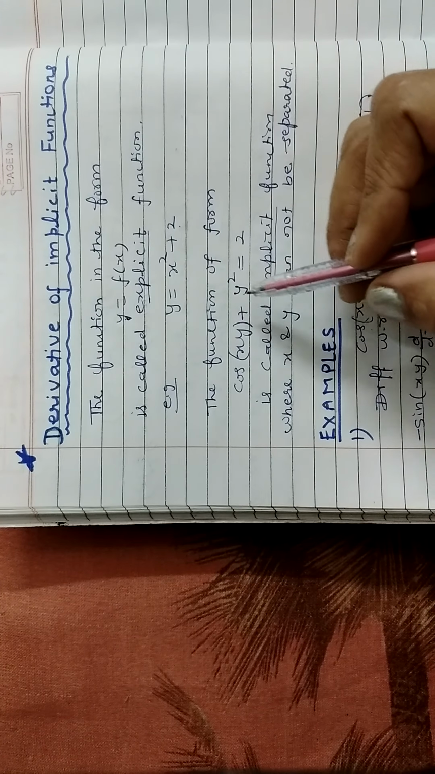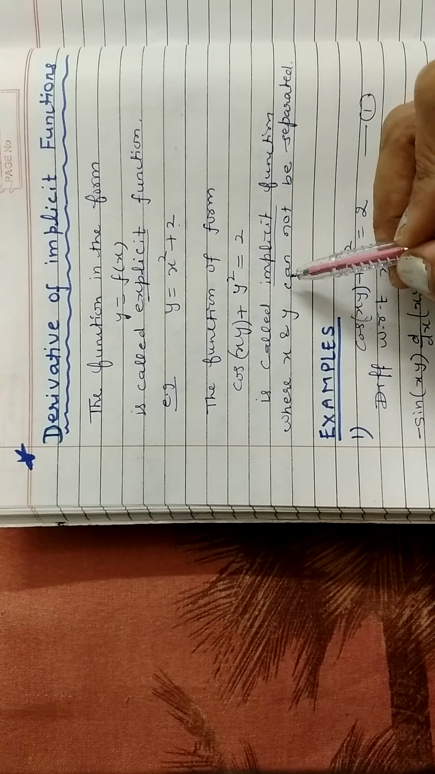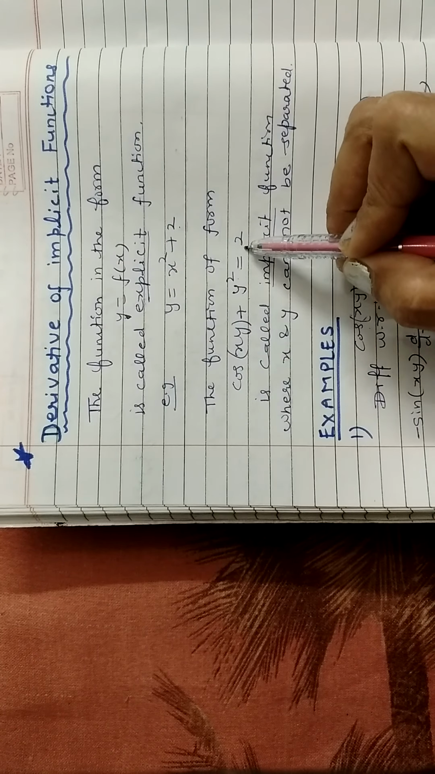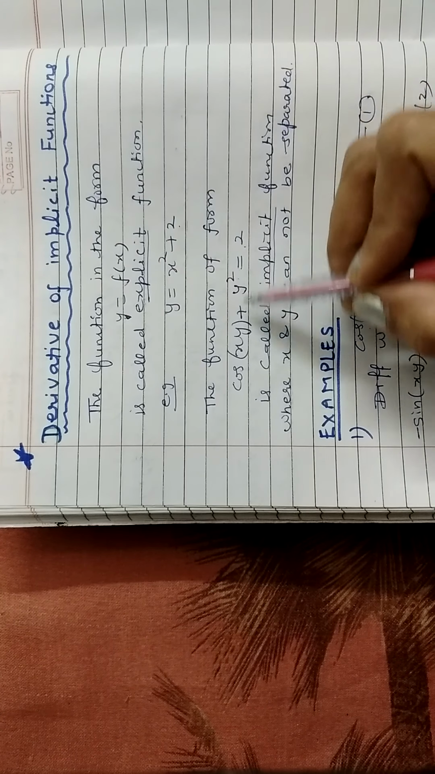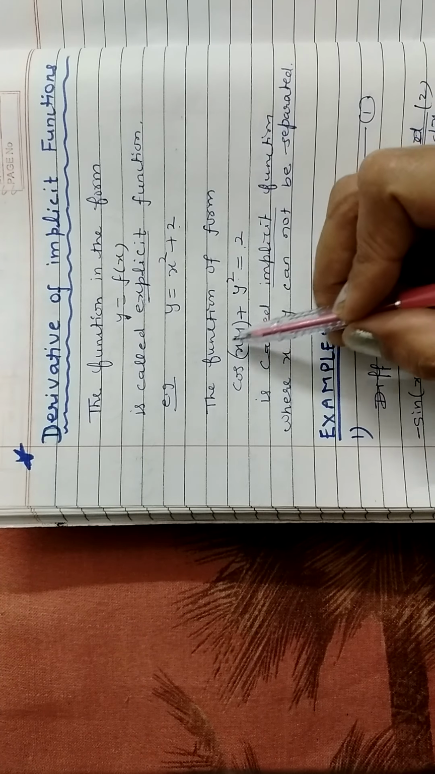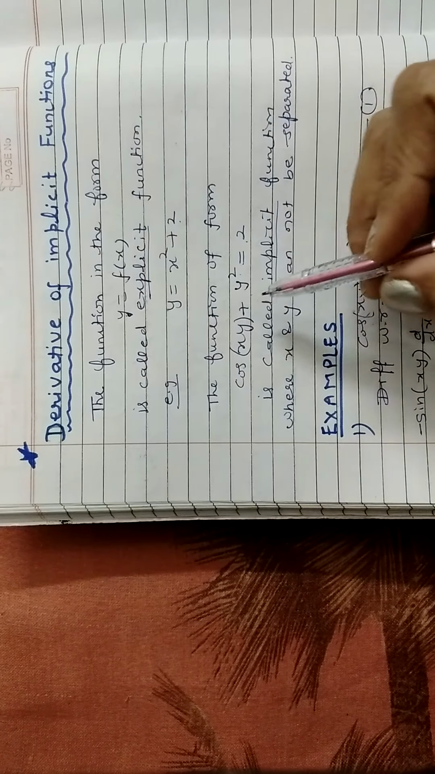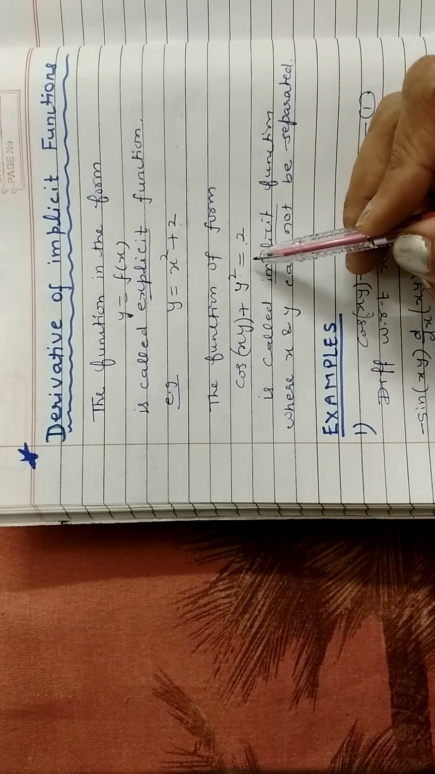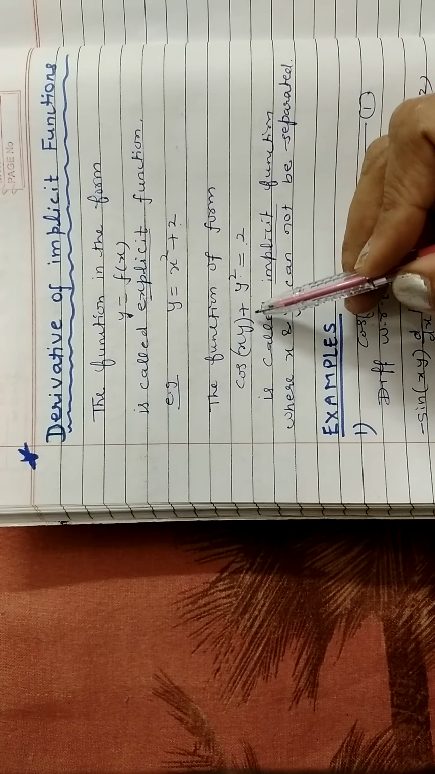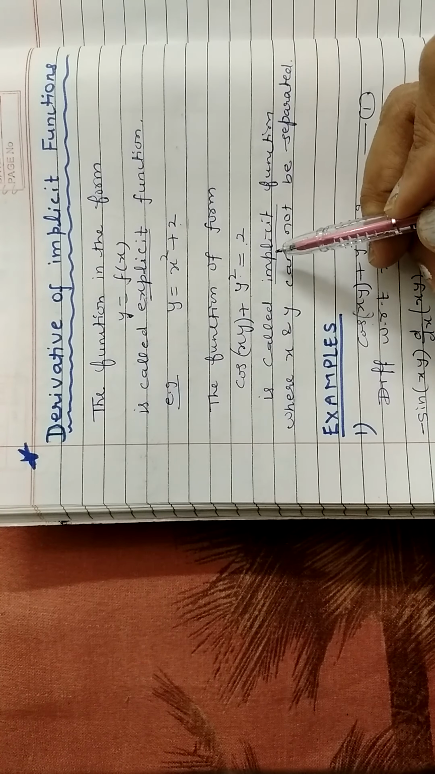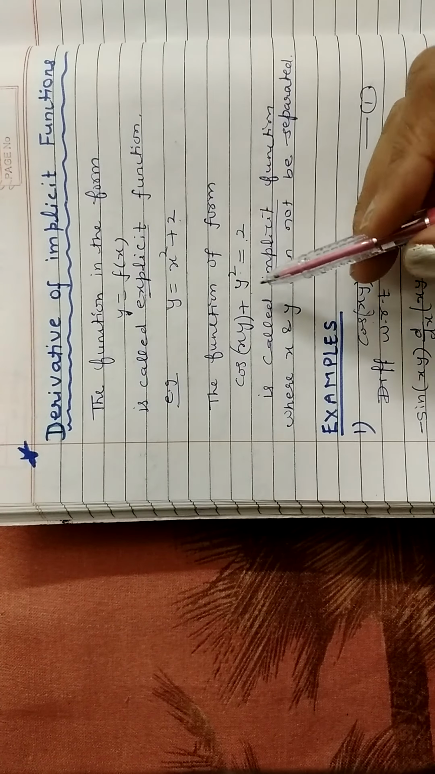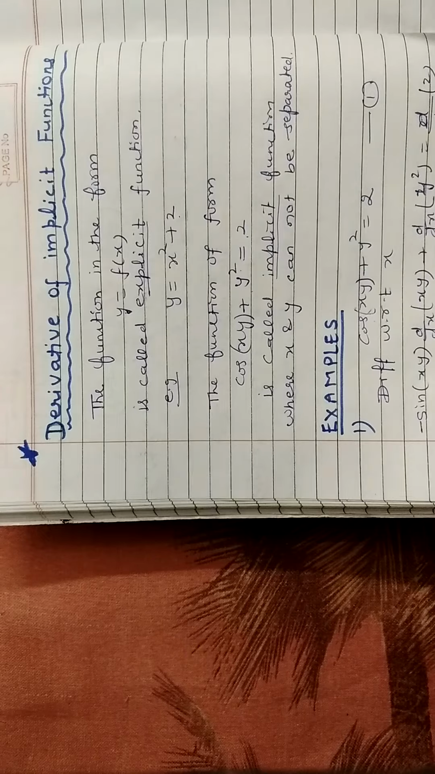But a function in which x and y cannot be separated, such as cos(xy) plus y square equals 2. See, here you can't separate x and y because xy is the argument. So x and y cannot be separated, they are joined together. Such types of functions are known as implicit functions. Now, how to take the derivative of these implicit functions?